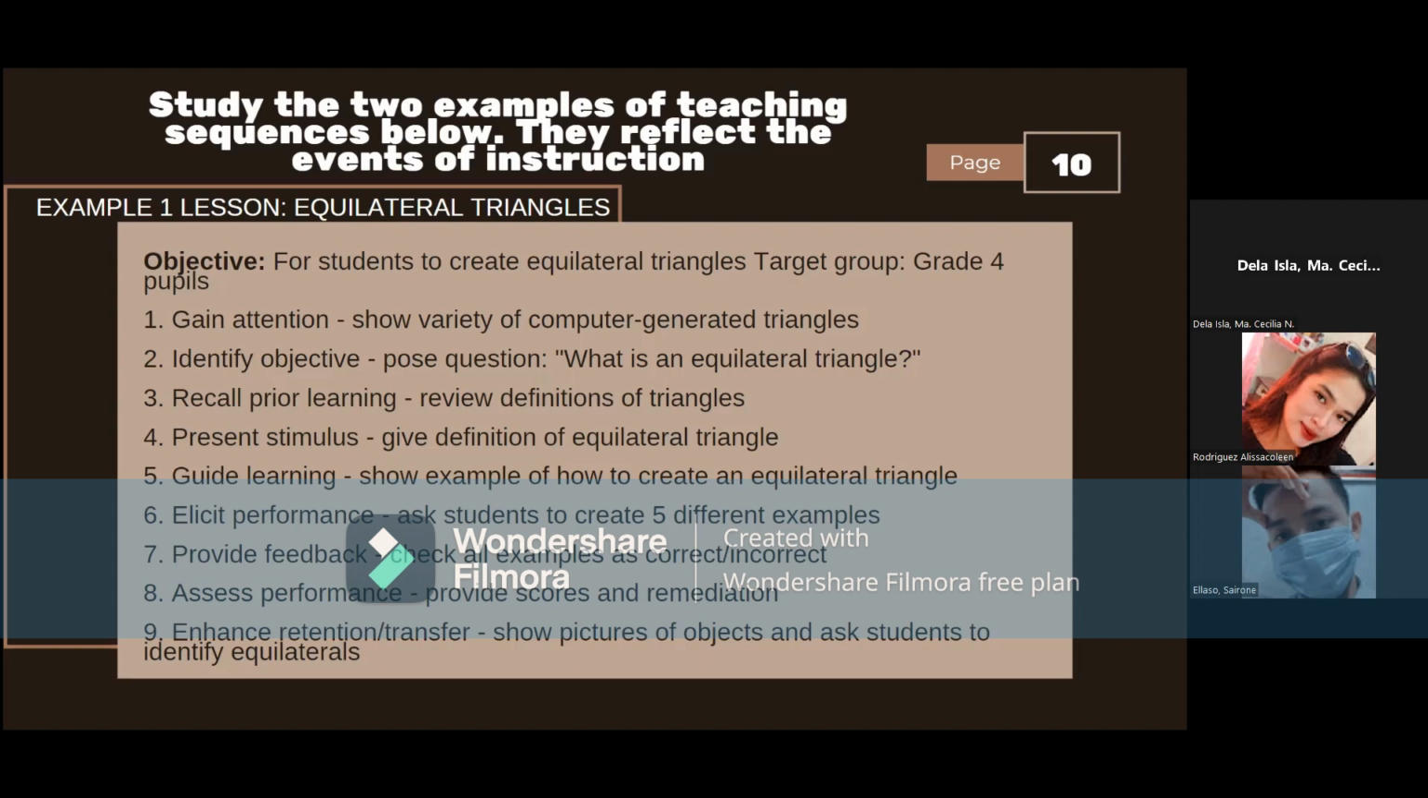So here naman po, sa pag-assessing ng performance is magbibigay na tayo ng scores. Okay? Dito na po yung identify natin kung ano yung sunod nating steps. Kung mababa ba sila or mataas. Yun naman yung sa proceed sa number 9, yung enhanced retention or transfer. Show pictures of object and ask students to identify equilateral.